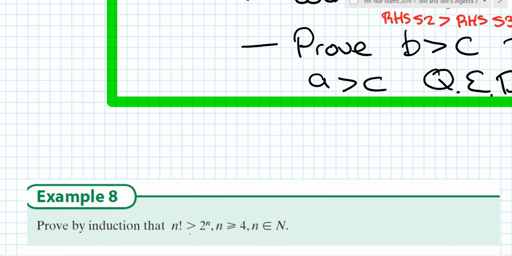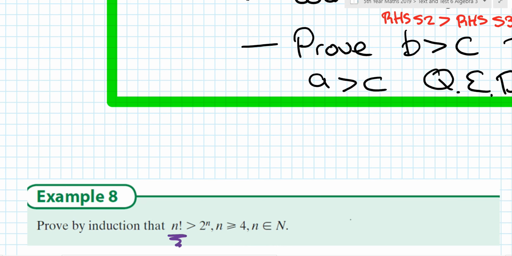that n factorial is greater than 2 to the power of n, and we actually have an initial condition. So after watching the last video, and the last 3 videos I suppose, on proof by induction, we should realize that step 1 is prove true for the smallest allowable n. Smallest allowable n is going to be n equals 4. So it's important to identify that straight away.